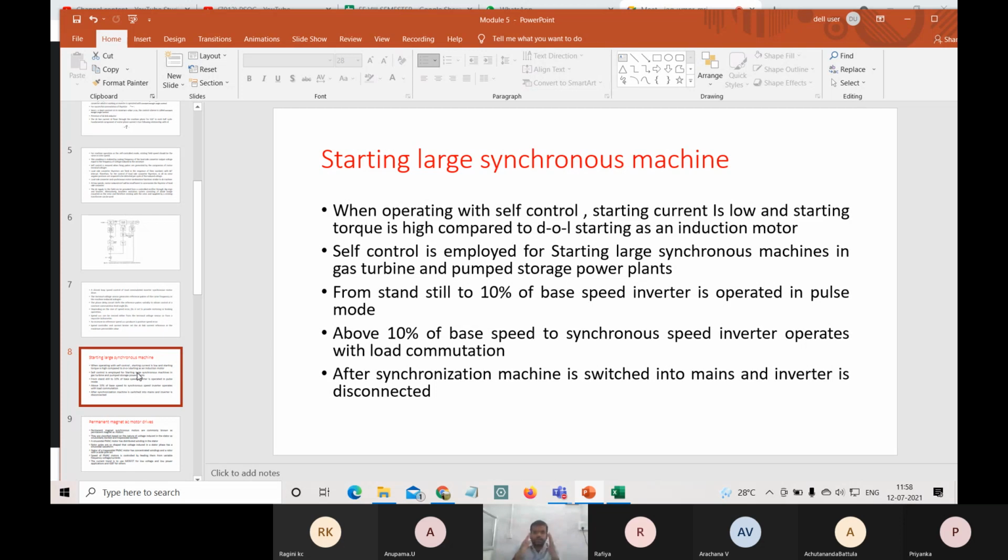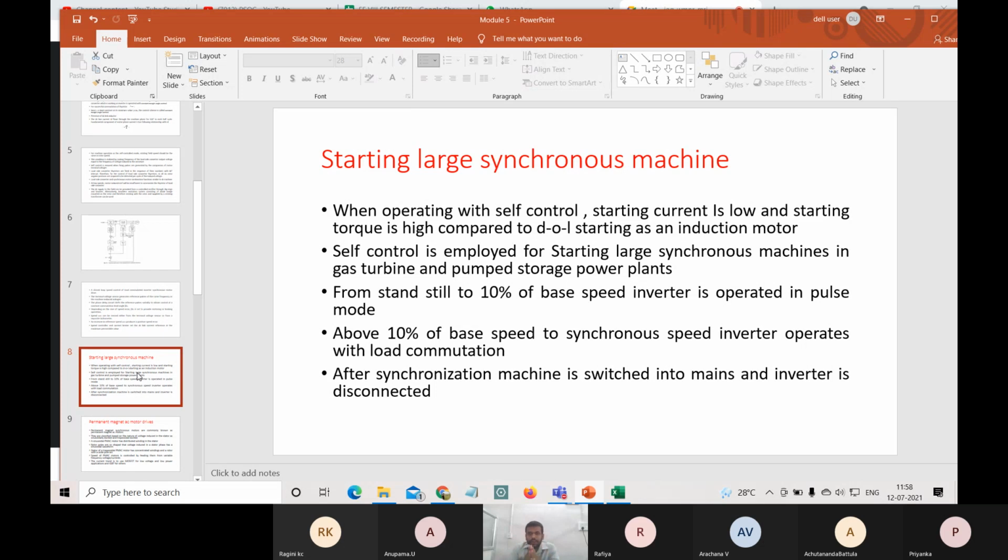Okay. So this is one method of starting a large synchronous machine. Here we have to calculate the base speed. So below 10%, above 10%. If you are operating the synchronous machine in the self-control mode, the starting current is very low, low when compared to direct starting of an induction motor.